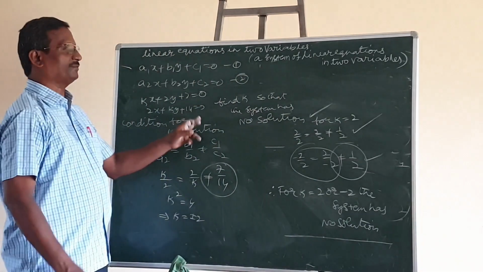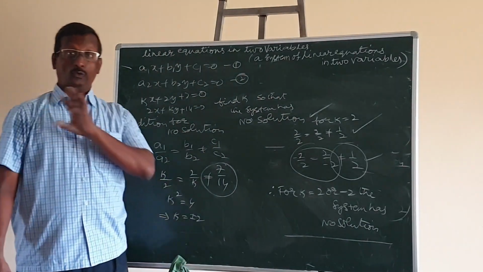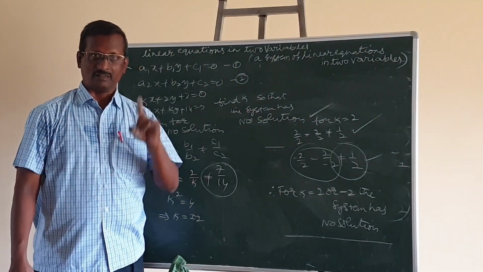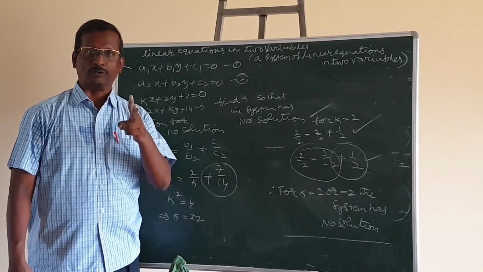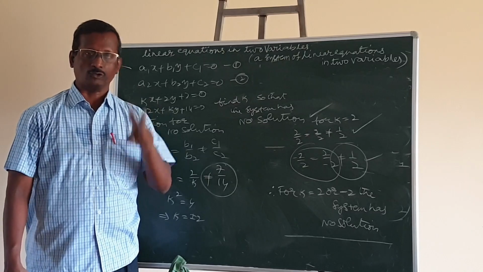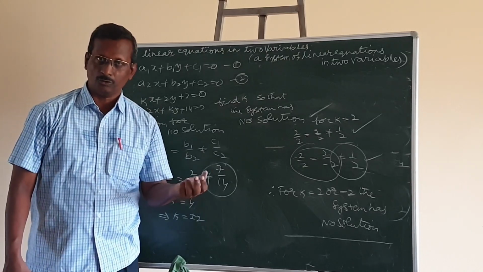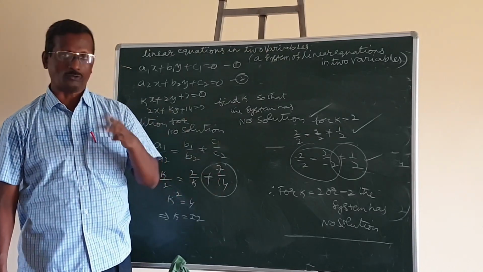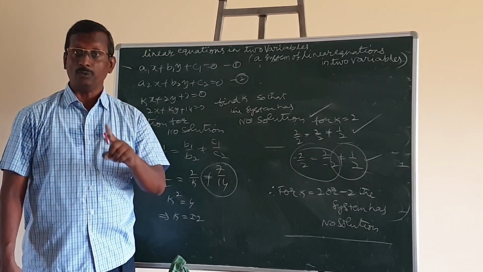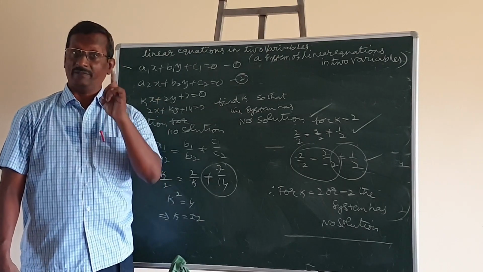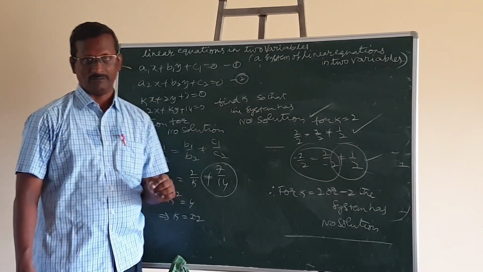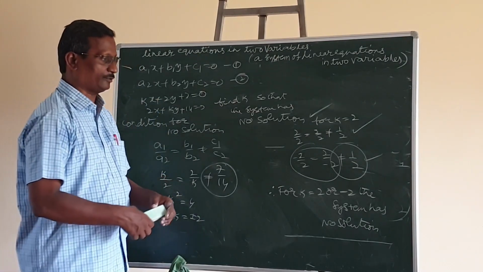Means from this we have learned there is no value of k so that the system has infinitely many solutions. But there are two values of k so that the system has no solution. k is equal to 2, no solution. k is equal to minus 2, no solution. Other than 2 and minus 2, if you give any value to k, always we will get a unique solution. Now let's go for the next question.